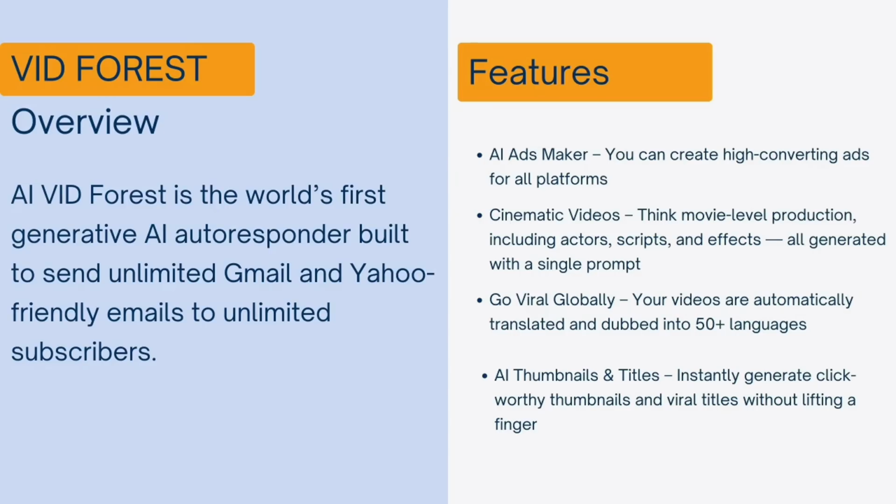AI Ads Maker quickly generates scroll-stopping ads for Facebook, YouTube, TikTok, and more. AI Cinematic Video Creation builds Hollywood-style scenes with AI-generated actors, effects, and scripts. No camera needed. Global translation and dubbing reach international audiences with auto-dubbed voiceovers in 50+ languages. Thumbnails and titles generator. It even creates click-worthy thumbnails and viral headlines, tailored to your niche.